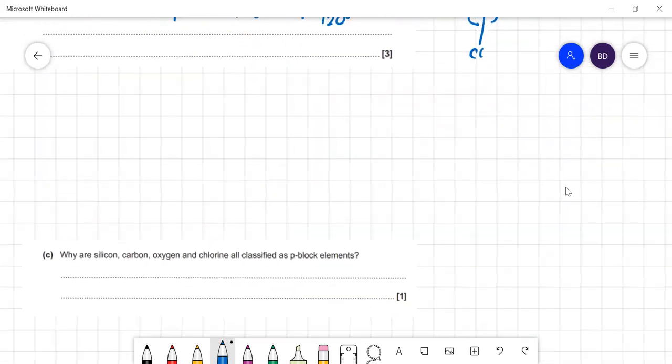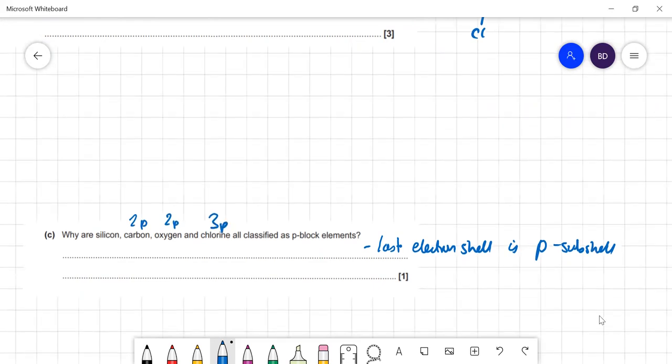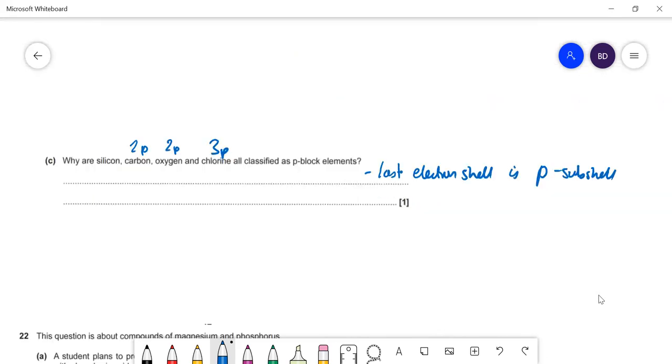Why are carbon, oxygen and chlorine classified as p-block elements? Well, it's because the last electron shell to be filled, or the highest energy electron shell, is the p subshell. In the case of carbon, it's 2p. In the case of oxygen, 2p. In the case of chlorine, it's 3p. You don't need to say that though for the one mark.